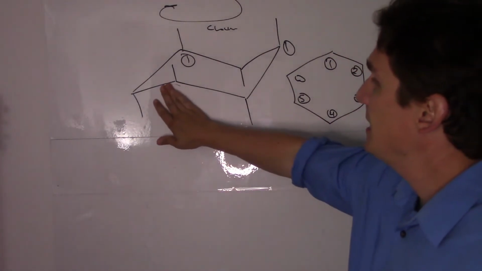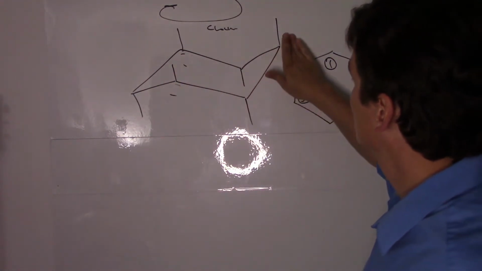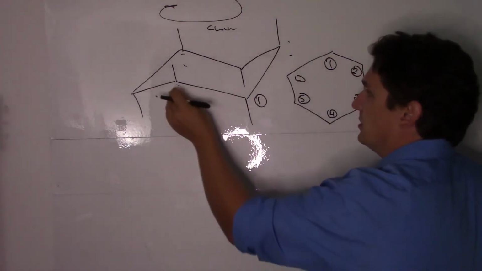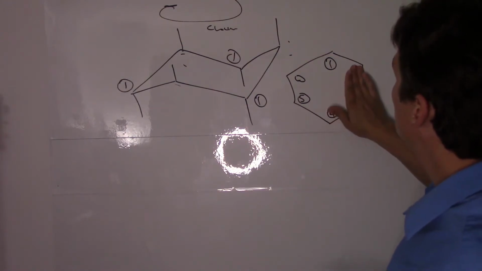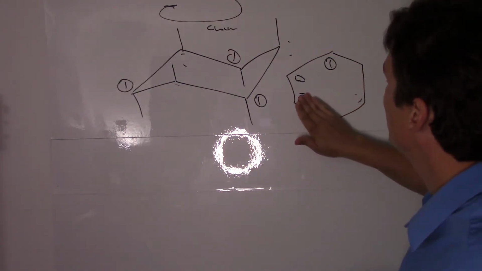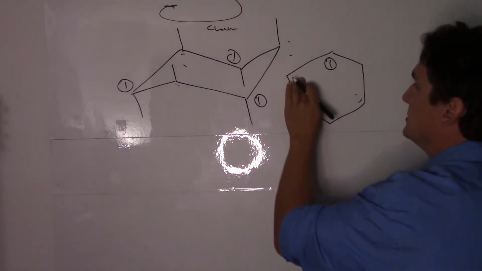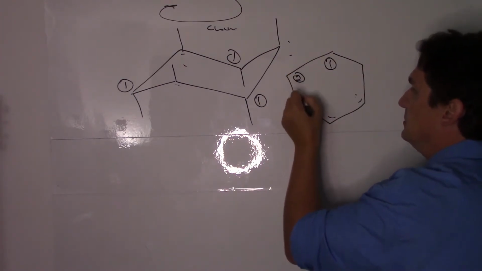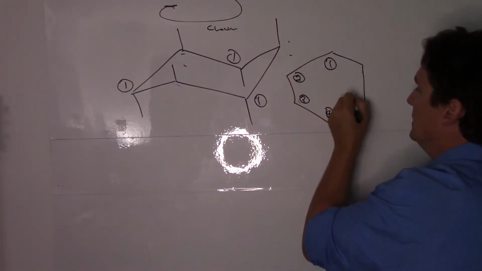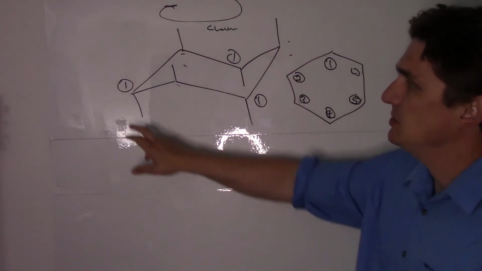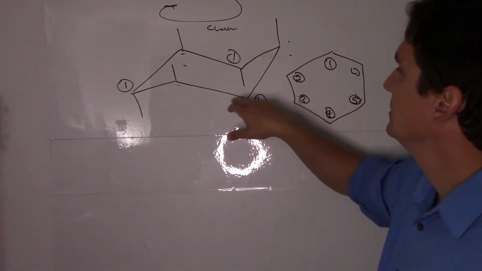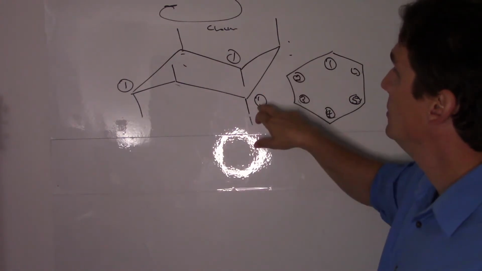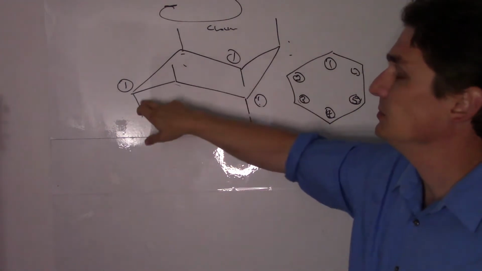If you decide to define this as your number one carbon, or this, or this, you're actually going to have to work counterclockwise around the ring in order to get the correct answer when you're done. So 1, 2, 3, 4, 5, and 6, starting from each of those carbons.